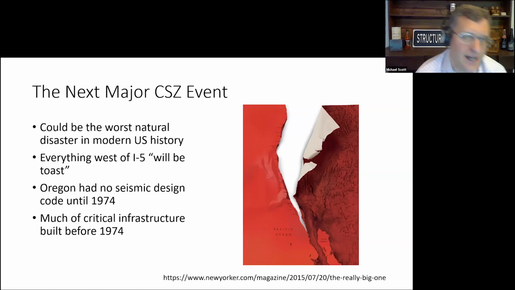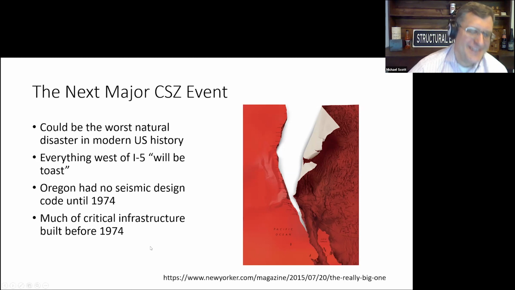That's what motivated this research. When that event happens, it could be a very devastating event because much of the infrastructure in Oregon and Washington was not even designed for earthquakes. So even if bridges withstand the earthquake, the resulting tsunami could also be very devastating. Just to highlight, Oregon had no seismic design code until 1974. It was like earthquakes stopped at the California border.